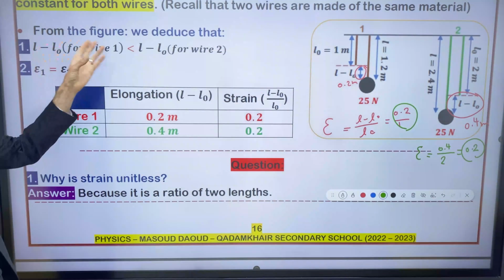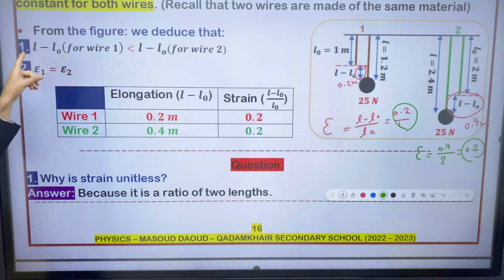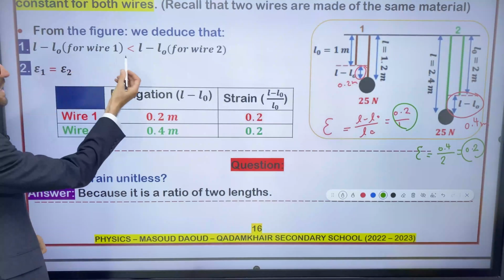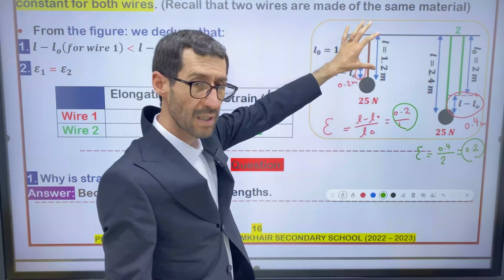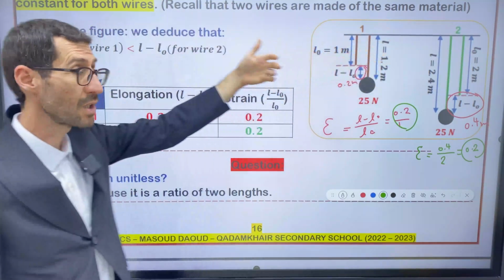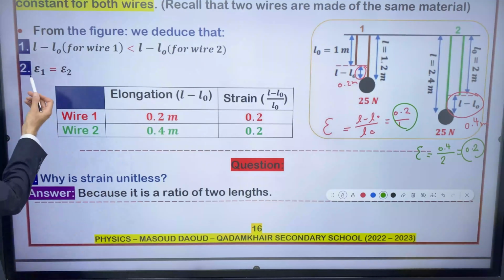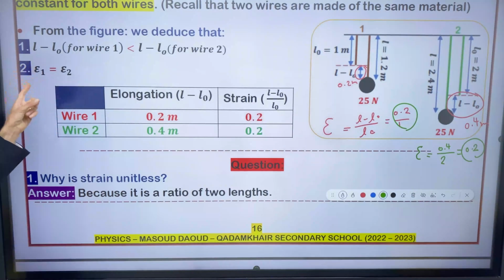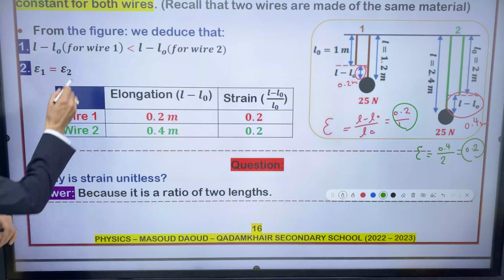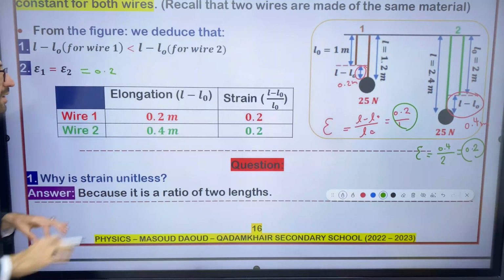Let me read the notes for you. It says, from the figure below, we conclude that L minus L naught for wire number 1 is less than L minus L naught for wire number 2. Of course, the elongation for the shorter wire is less than the elongation for the longer wire. I explained it for you. Number 2, epsilon 1 is equal to epsilon 2. The strain of number 1 is equal to the strain of number 2, which is 0.2, and it's unitless. It doesn't have any unit.